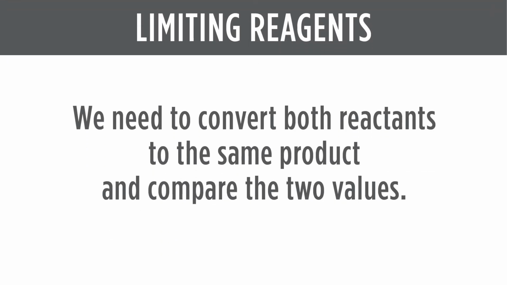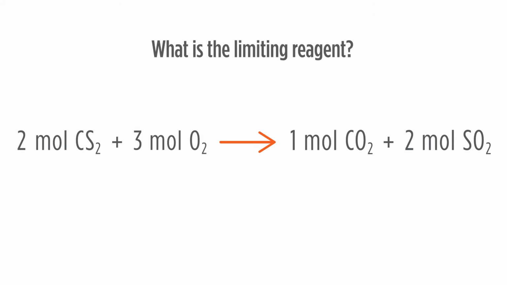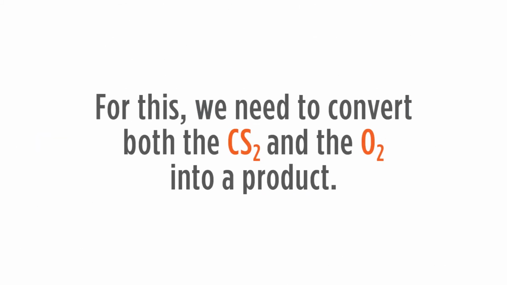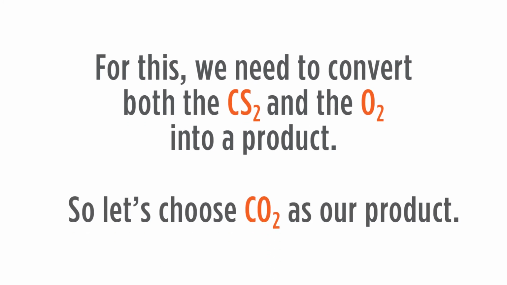If we look at limiting reagent, what we're going to need to do here is to convert both reactants to the same product and compare the two values. So we're going to look at a slightly different problem here. A mixture of 2.0 moles of carbon disulfide and 3.0 moles of oxygen react to produce 1 mole of carbon dioxide and 2 moles of sulfur oxide. What is the limiting reagent? For this, we need to convert both the carbon disulfide into a product and the oxygen into a product. So let's choose carbon dioxide as our product.